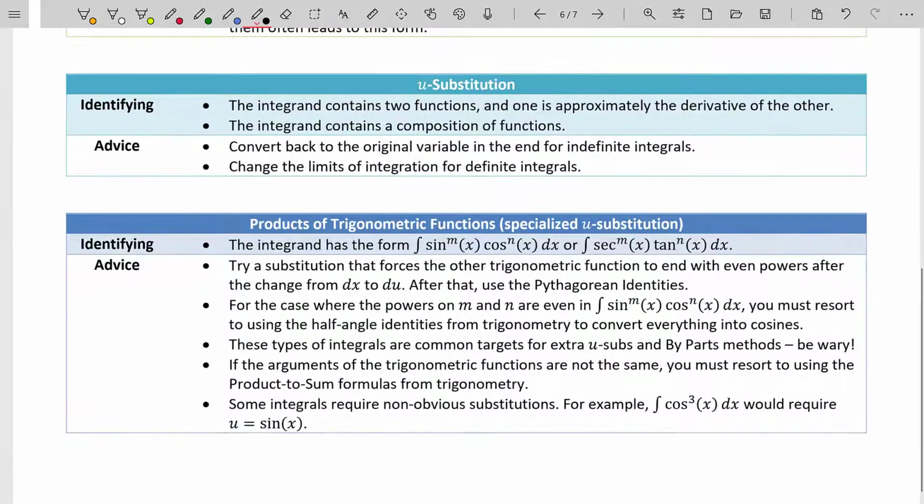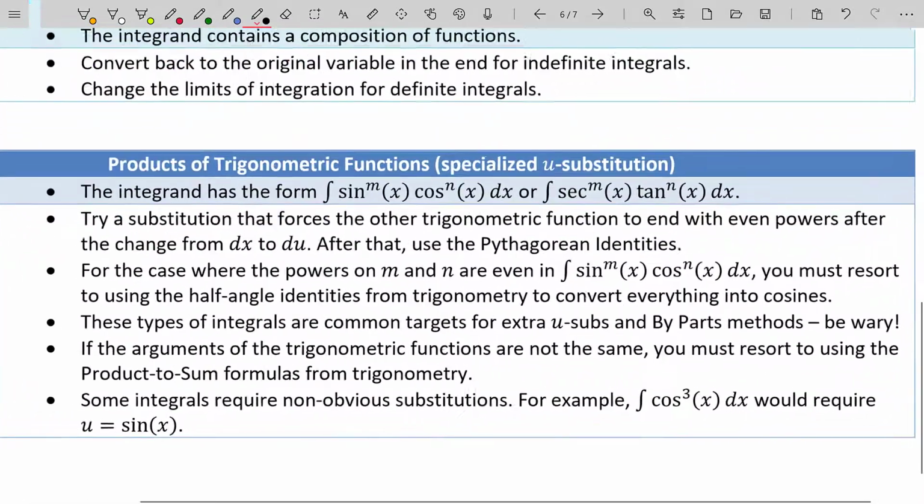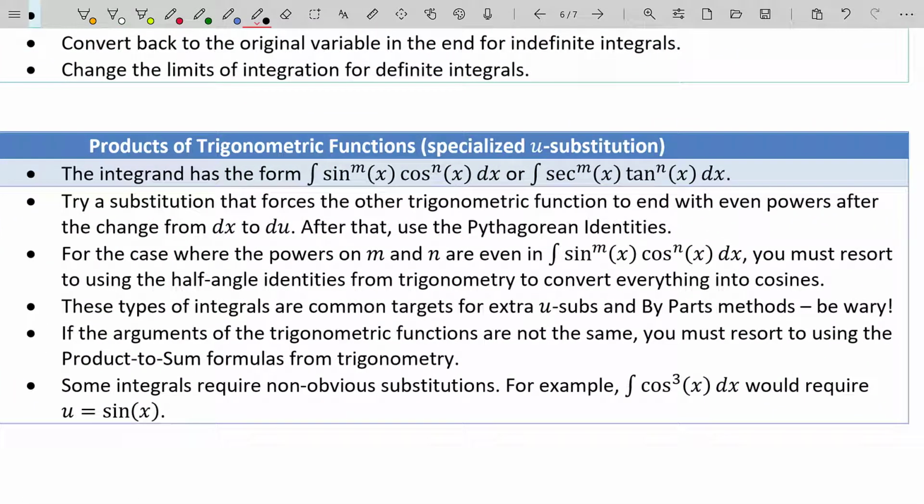My advice here is kind of lengthy. Try a substitution that forces the other trig function to end with even powers after the change from dx to du. You want to steal away odd powers with your derivative, so you force even powers. Even powers are very, very powerful in trigonometry. Once you get to even powers, you just use the Pythagorean identities to change out that sine squared for a 1 minus cosine squared, or that tangent squared for a secant squared minus 1.